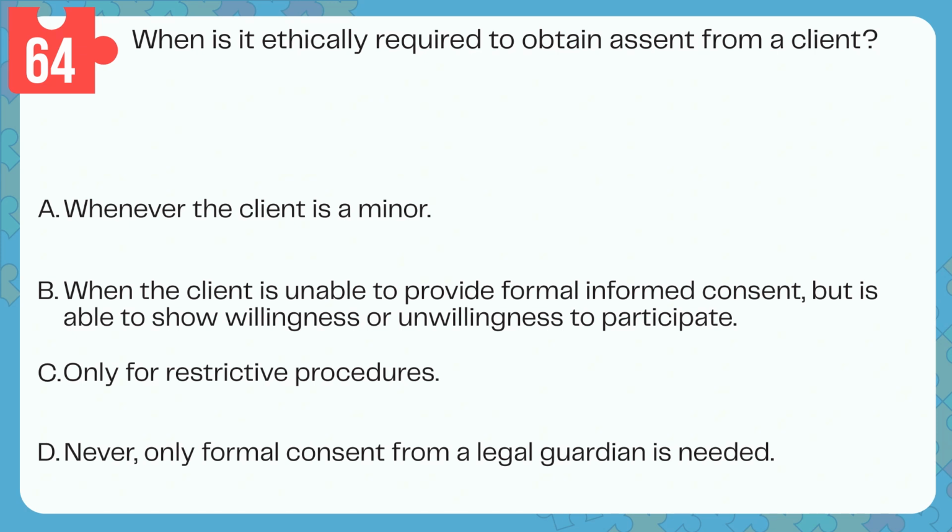Question 64. When is it ethically required to obtain assent from a client? A. Whenever the client is a minor. B. When the client is unable to provide formal informed consent, but is able to show willingness or unwillingness to participate. C. Only for restrictive procedures. D. Never, only formal consent from a legal guardian is needed.